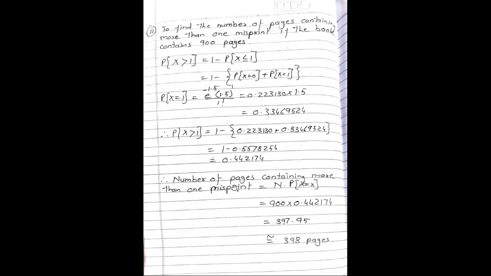Therefore, number of pages containing more than one misprint can be written as n into probability x is equal to x. So the value of n is given as 900. So 900 into 0.442174, which is nothing but 397.95. So approximately 398 pages.